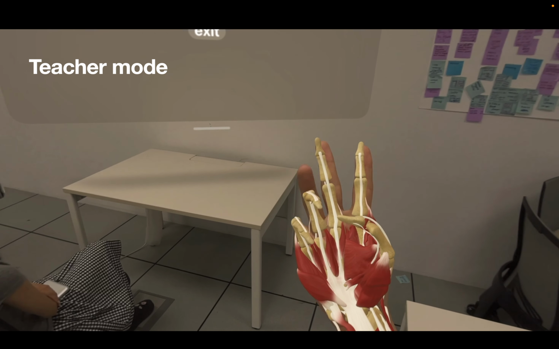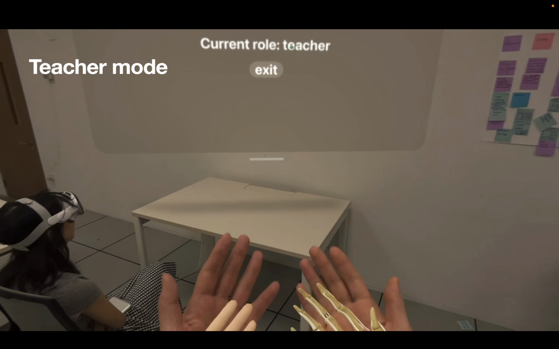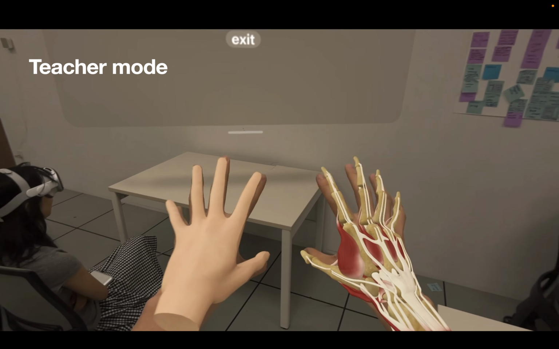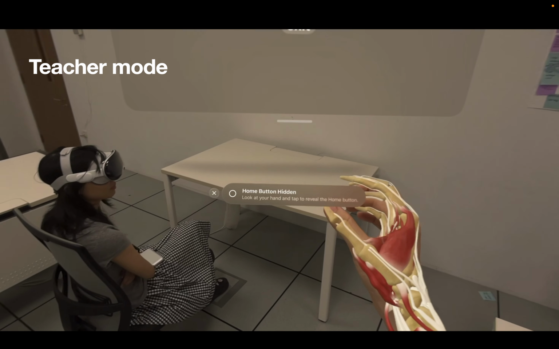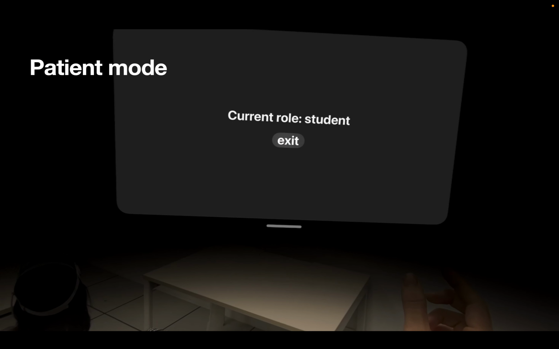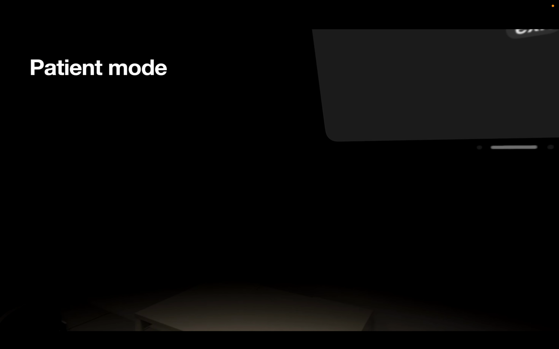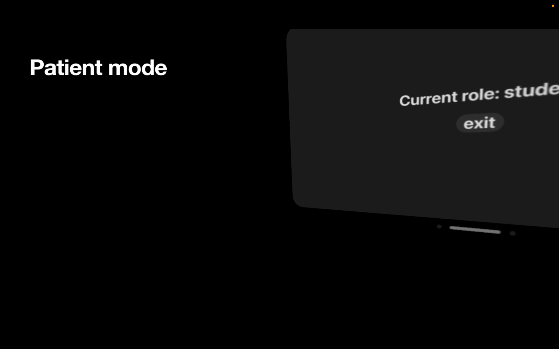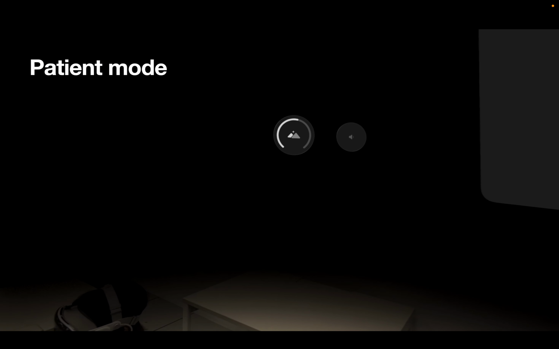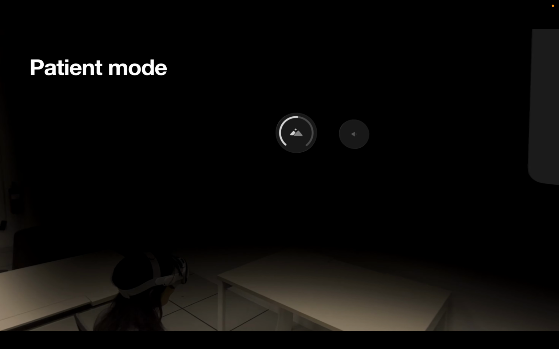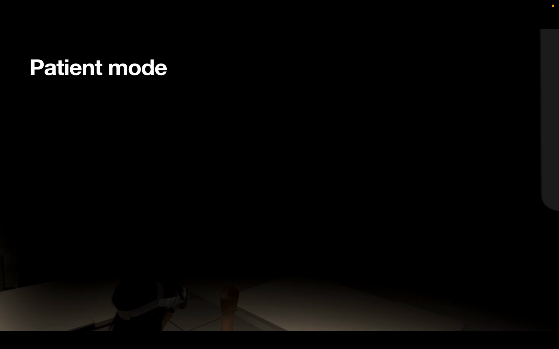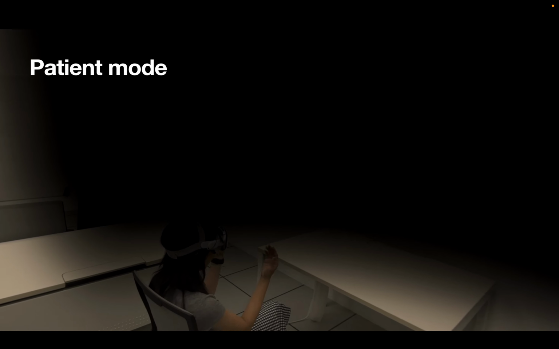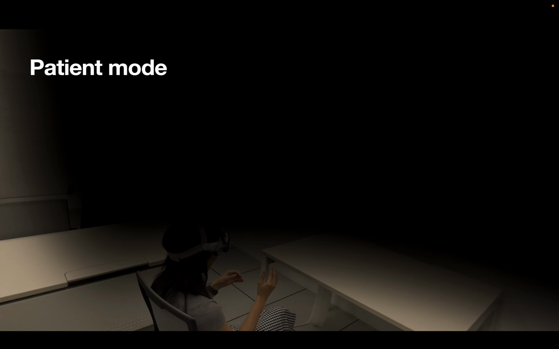Now there's a demo video. First is the teacher mode. You can see it's quite accurate, and the latency is not very high. And then the patient mode. In this patient mode, you can adjust the immersive degree by scrolling the digital crown.